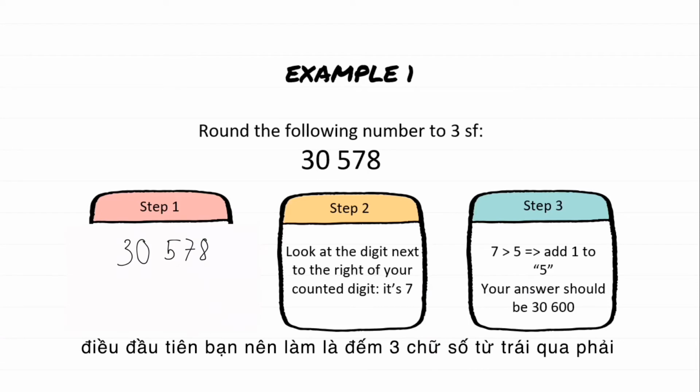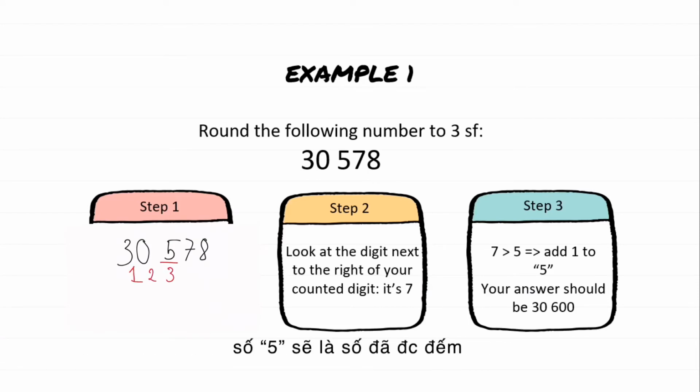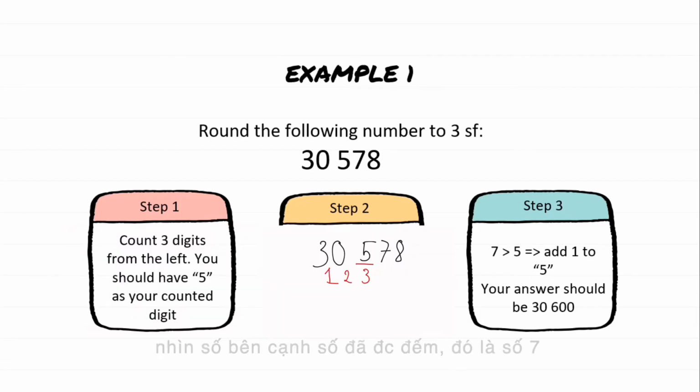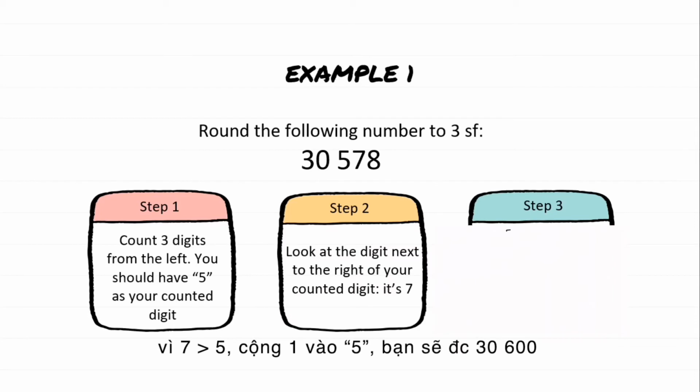The first thing you should do is count 3 digits from the left. You then should have 5 as your counter digit. Look at the digit next to the right of your counter digit. It's 7. Since 7 is greater than 5, you need to add 1 to 5, and you'll get 30,600.